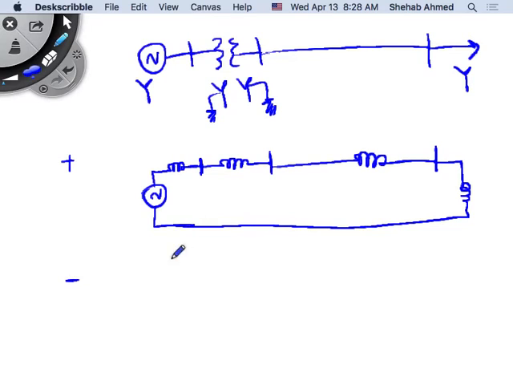Negative sequence circuit. The generator, I said, is a healthy generator. There's no negative sequence component of voltage, so there's no voltage source in the negative sequence circuit. But there's a negative sequence impedance if you are given that. And then the transformer, again, we said positive and negative sequence are balanced. So negative sequence impedance comes from the fact that you have a balance.